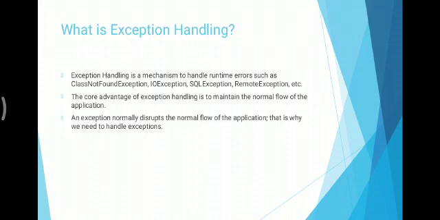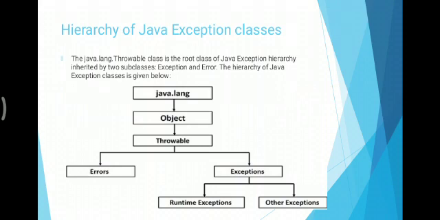The reason why we have to use exception handling is that an exception normally disrupts the normal flow of the application. So, the hierarchy of Java exception classes. Throwable class is the root class of Java exception. The other two subclasses are Exception and Error. In Exception, we have two others, RuntimeException and other exceptions.